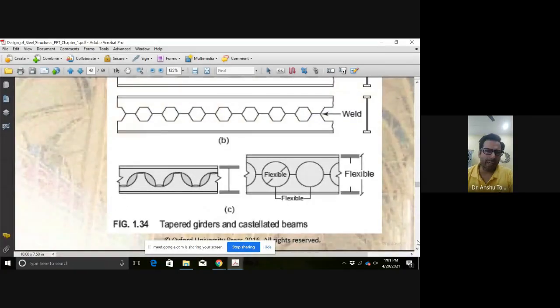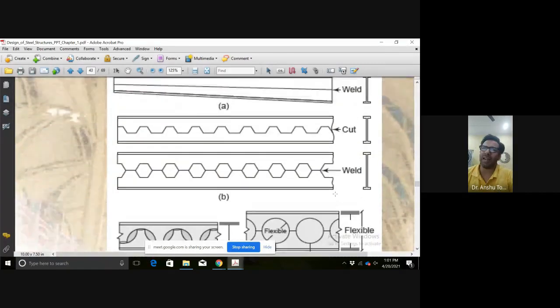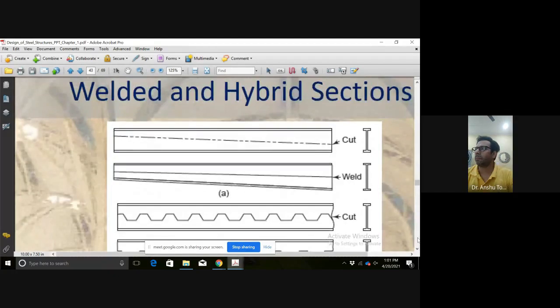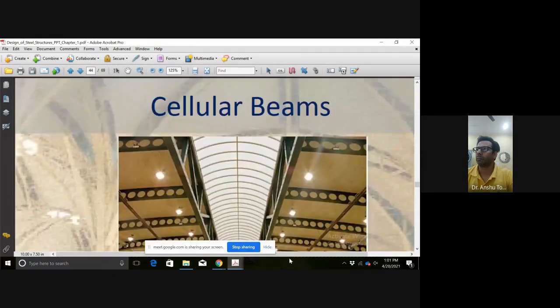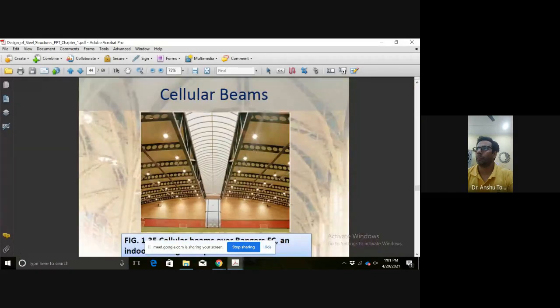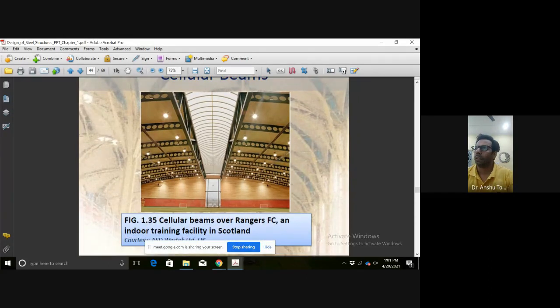When you join many systems, this is called castellated sections. Now this all is a combined outcome of different types of cellular beams over ranges, FC and indoor training facility in Scotland.